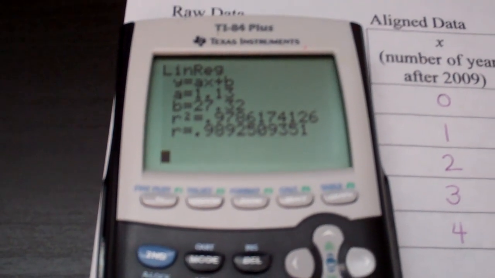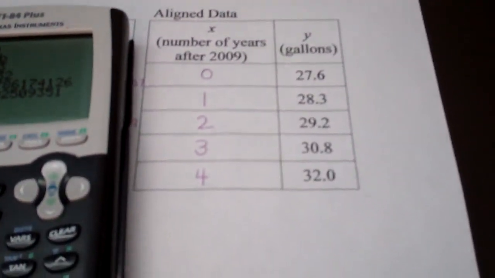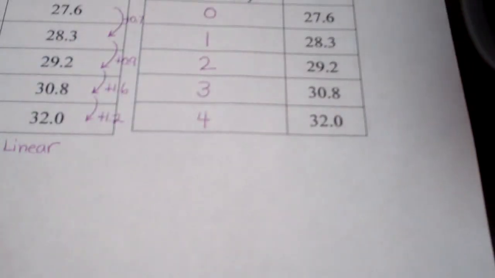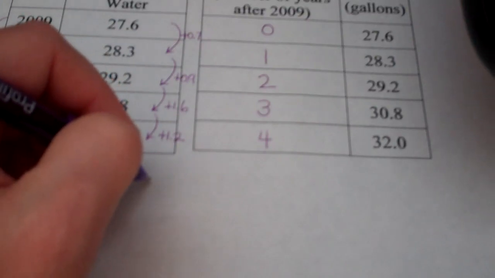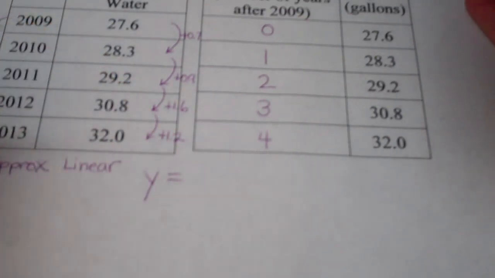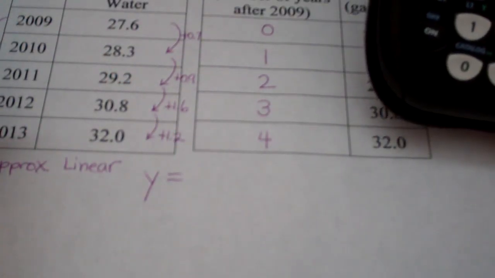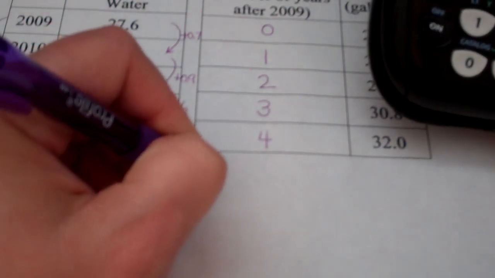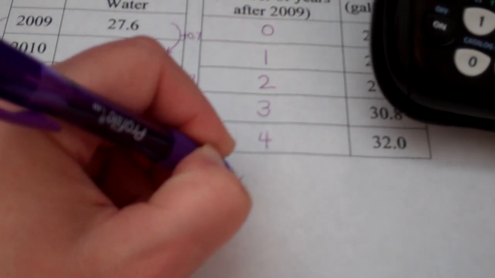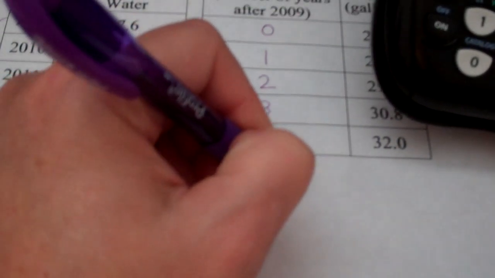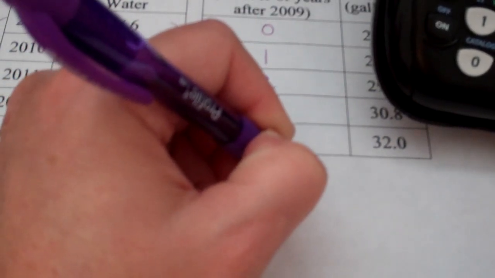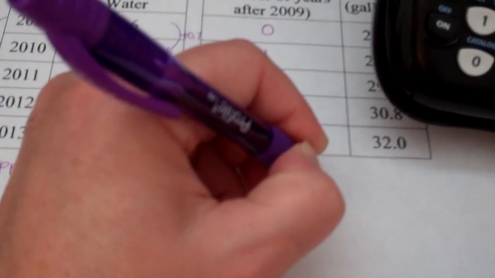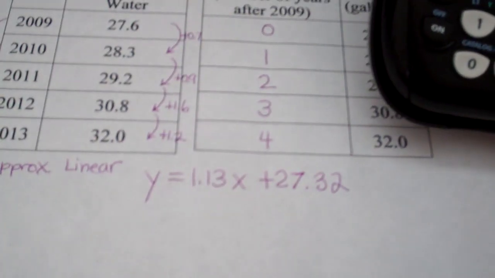Okay, so for my final answer here, let me just sort of move us over. I'm going to write down what I see on my calculator. The line of best fit, or the regression line, is I got 1.13 as my slope and 27.32 as my y-intercept, or my b.